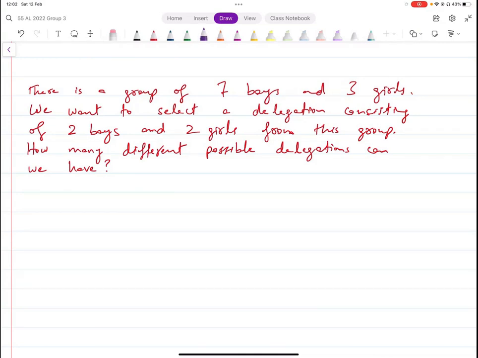Out of 7 boys, how many do we have to choose? 2. Does the order matter? इसको पहले करें, इसके बाद में करें? That's the 7C2. 7 में से 2 choose करना. ठीक है? And then out of 3 girls, how many do you have to choose? 2. So that's multiplied by 3C2 because we have an AND between them. We choose 2 out of 7 boys and 2 out of 3 girls. Right? There's an AND between them, and that's going to give you a result.